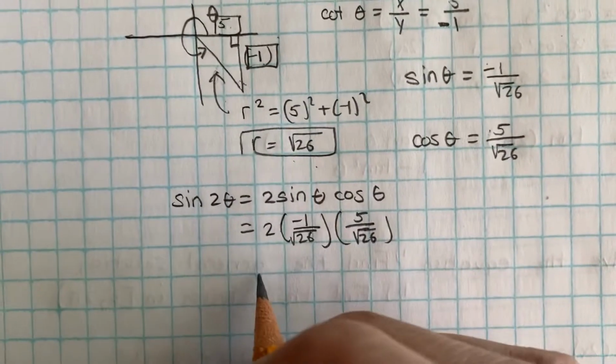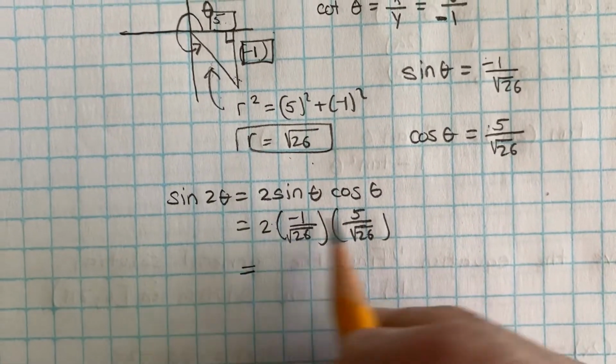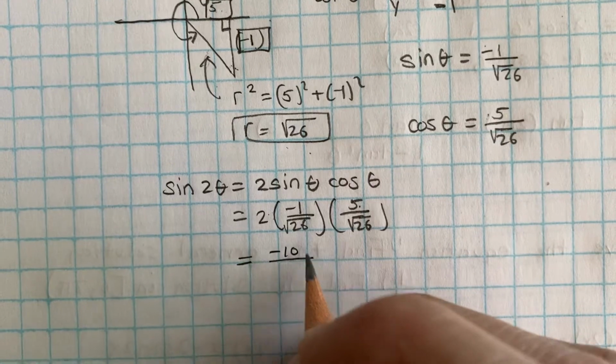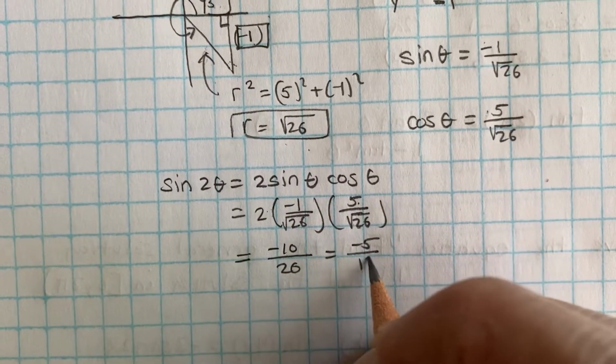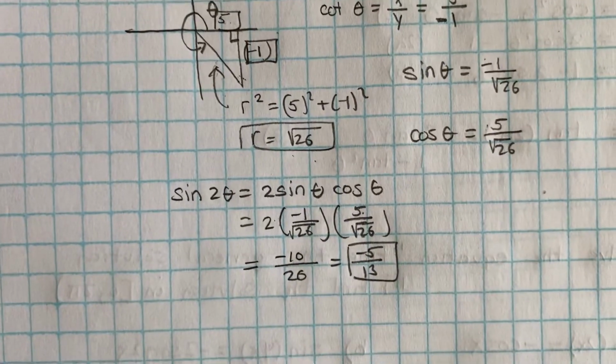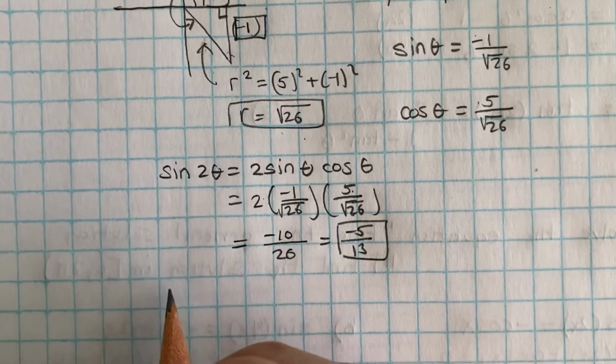And you don't need a calculator. You can just simplify this. 2 times 5 is 10. Root 26 times root 26 is 26. You're going to get -5 over 13 as your final answer. Okay, so do the same thing for cosine.